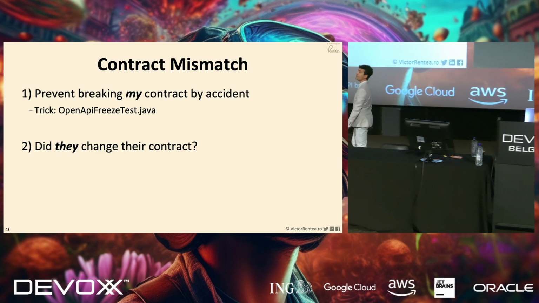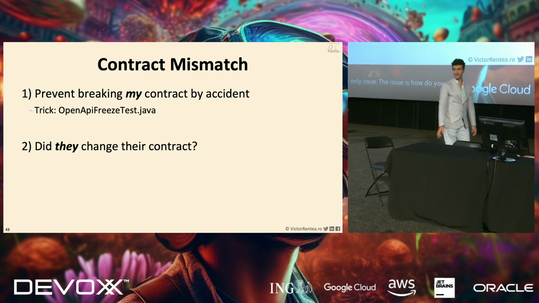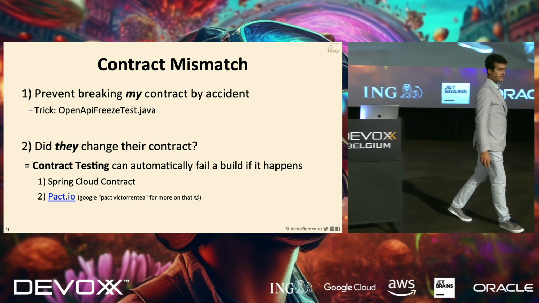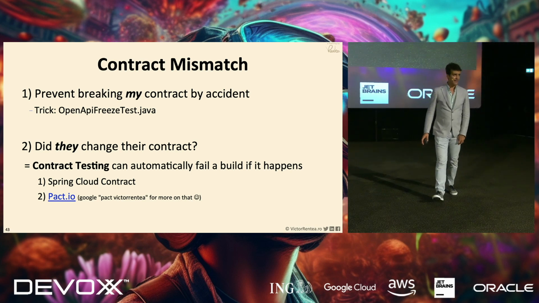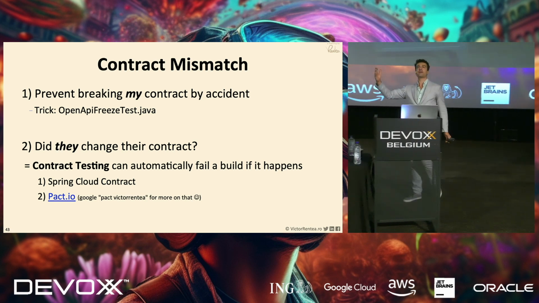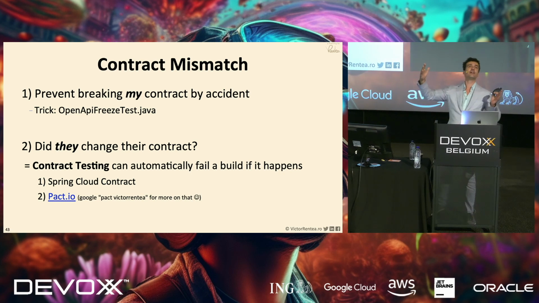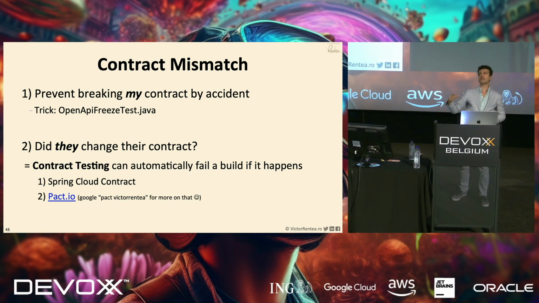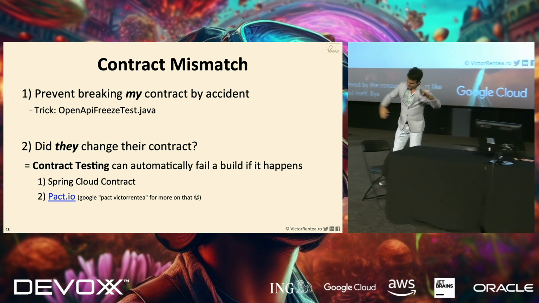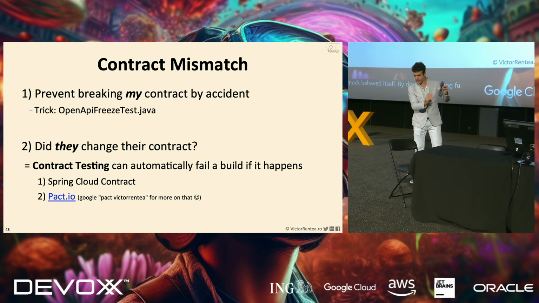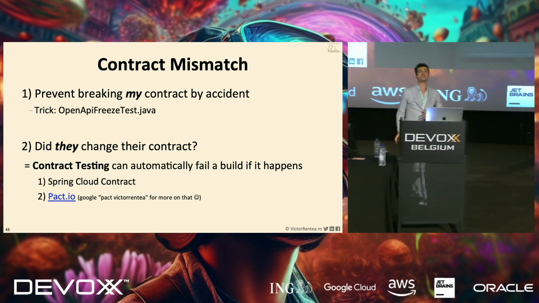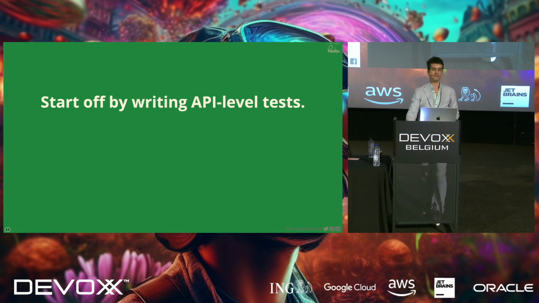The issue is, how do you know when they change their contract? There are two solutions for this, Spring Cloud Contract and Pact. Both of them end up failing a build somewhere when the contract offered by the provider does not match the contract offered by the consumer. It's just like proving the mock behaves itself, getting the contract from there and crashing the build of one of those if the contracts start to have mismatches, okay?